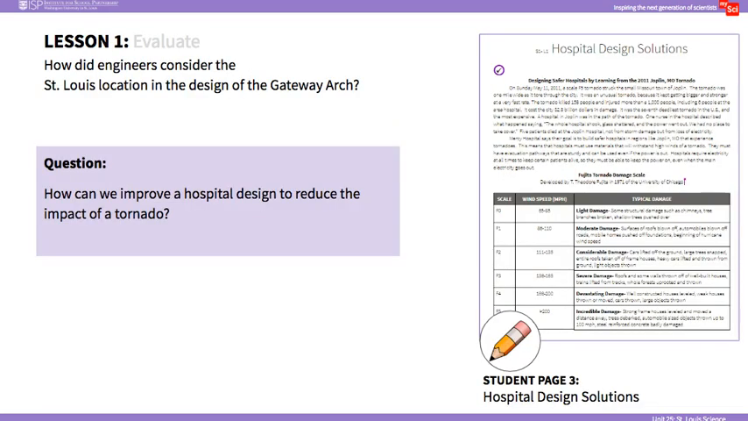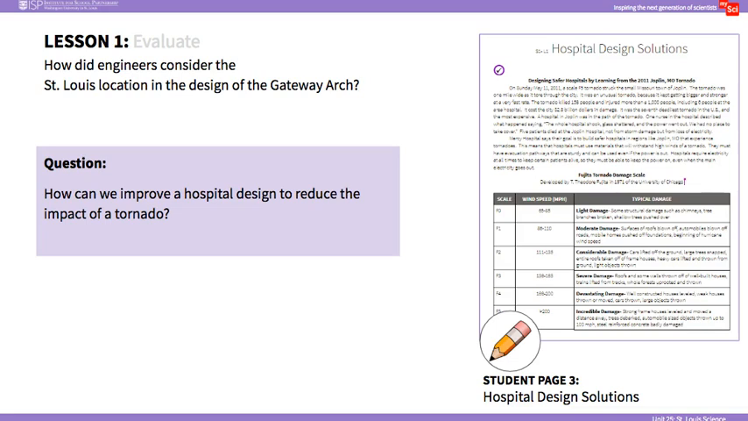To assess student learning in this lesson, students will complete an Evaluate where they'll read a scenario about the 2011 tornado in Joplin, Missouri. They'll look at data about the strength of tornadoes and how the tornado affected the hospital in Joplin, Missouri. They'll then use the scenario and data to analyze two different design solutions for a hospital in Missouri. They'll use the data to construct an argument and support their argument with evidence about which design solution would be best for a St.